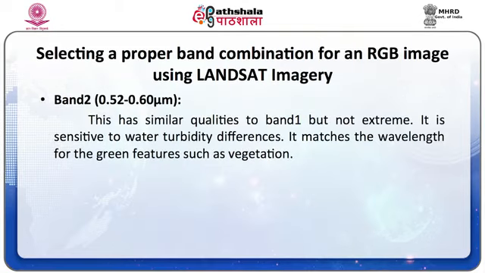Since the blue light is scattered more than other bands, it has the maximum noise of all the Landsat bands. Band 2, which ranges between 0.5 to 0.6 micrometer, has similar qualities to band 1 but not extremes. It is sensitive to water turbidity differences. It matches the wavelengths for green features such as vegetation.